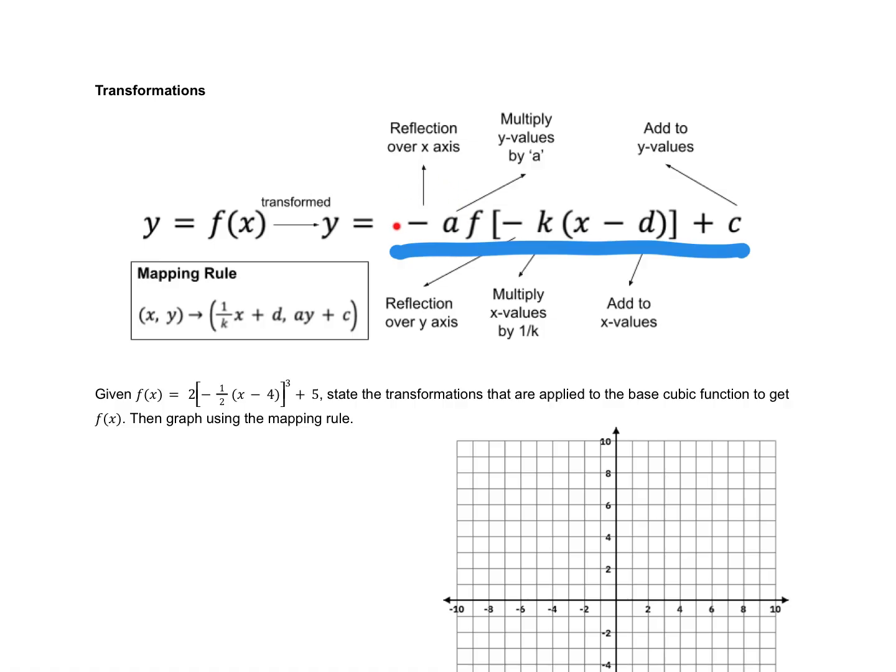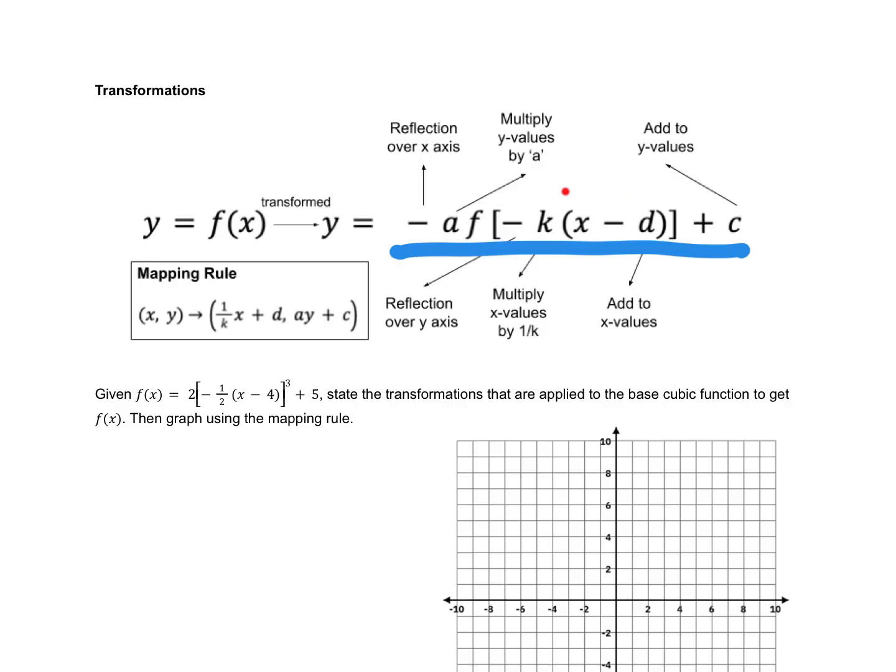So this first part here is a vertical transformation. Now we have another vertical transformation, and it's the c value at the end. Notice the vertical transformations are outside that function notation. And this value at the end is the vertical shift, so the up-down value. So if it's positive, you're shifting up c units. If it's negative, you're shifting down.